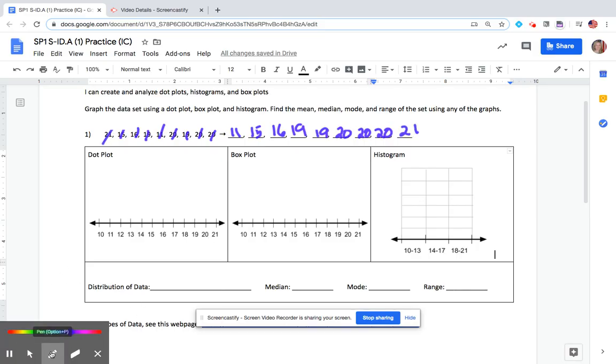Okay, now that I've done that, I can use my sorted list to determine the range. The range is the spread of the data. So the biggest is 21, the smallest is 11, 21 minus 11 being 10. My range is 10.